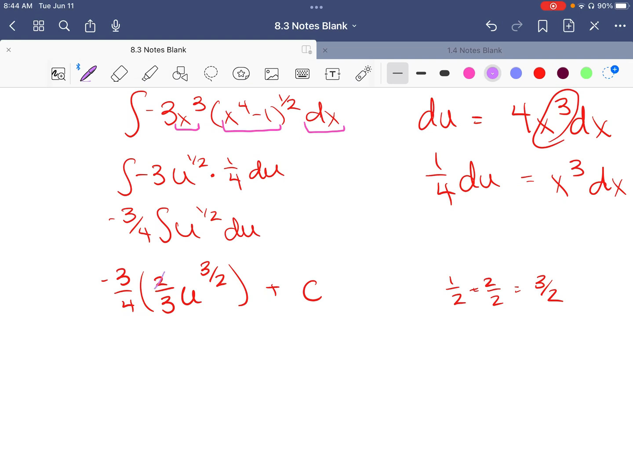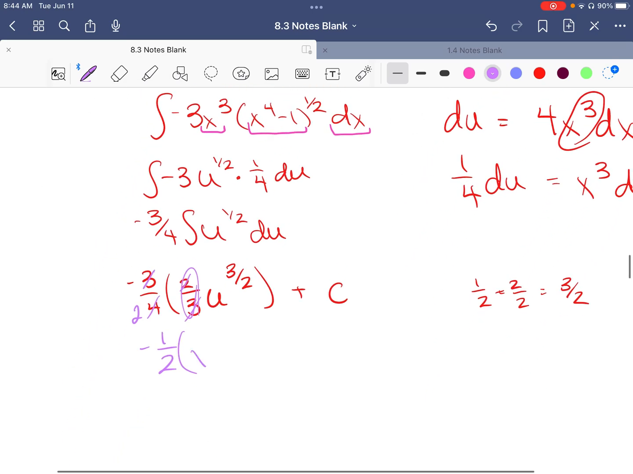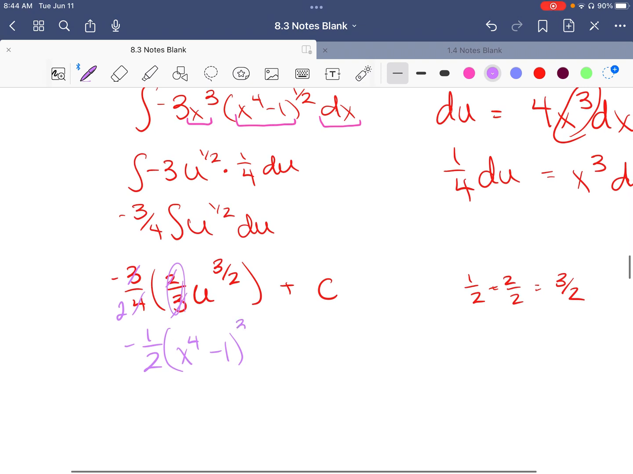When we simplify, the 2's reduce and those reduce to be 1. So all we're left with is negative 1/2. This whole fraction went away, so it's just u, which our u really was x to the 4th. Subtract 1, that is to the 3 over 2 plus c.